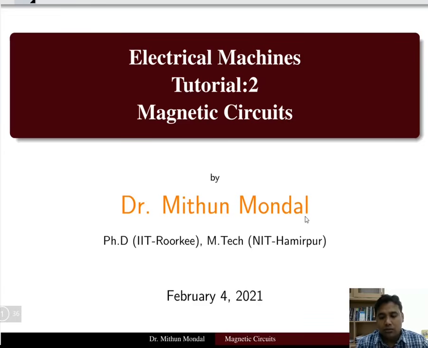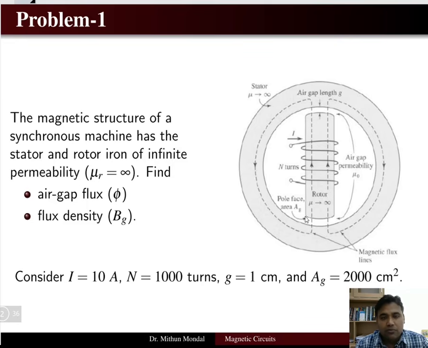So welcome to the second tutorial of magnetic circuit. So the first problem that we have is basically you have been given the magnetic structure of a synchronous machine, the stator and rotor iron. So both stator and rotor are made up of some core material whose permeability is infinite.